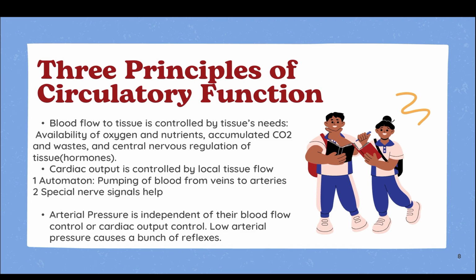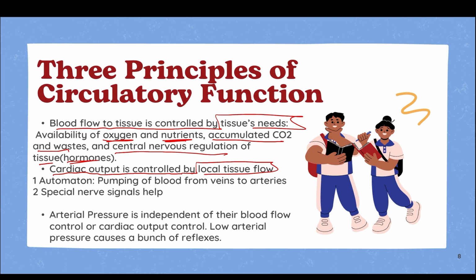Now, let's talk about the principles of the circulatory function. Now, we stated before that the blood flow is controlled by what the tissues need. So, what are the needs? We have the oxygen, nutrients. If, let's say, it has too many waste products, it's gonna need blood to take them out, and maybe hormones affect that. So, the central nervous system affects that as well. Then we have cardiac output. Cardiac output is controlled by what? By local tissue flow. So, blood flow is controlled by what the tissue needs. Cardiac output, as CO, is controlled by local tissue flow.